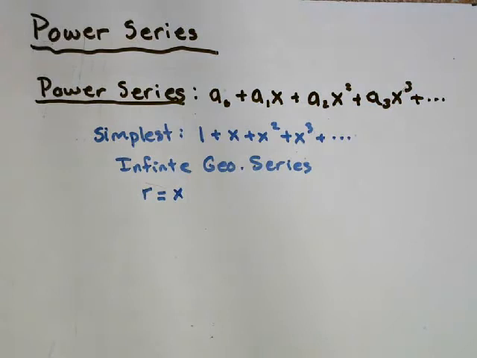So we can find the sum of an infinite geometric series as long as our common ratio is between -1 and 1. So is x between -1 and 1? The answer is sometimes. If we pick the right value of x, it will be. If we pick the wrong value, it will not be. So we can find the sum of this series.